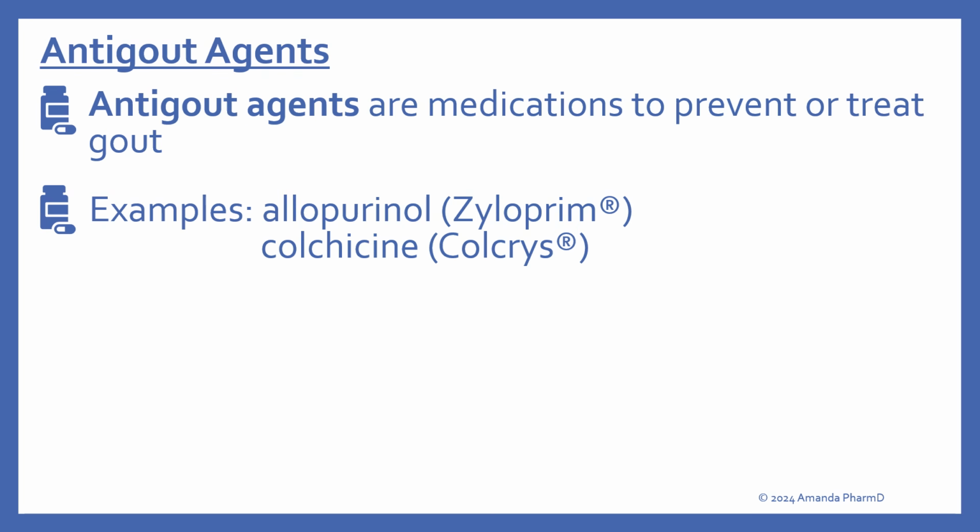Then there are the anti-gout agents. Anti-gout agents are medications to prevent or treat gout. Some examples include allopurinol, brand name Xyloprim, and colchicine, its brand name is Colchris.